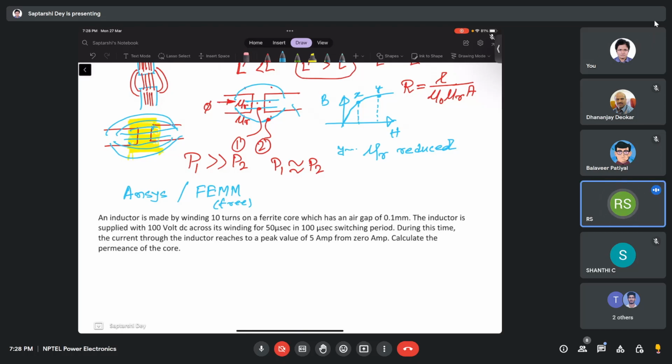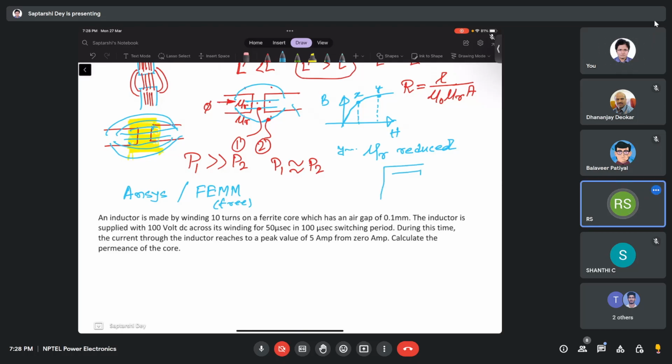Sir, after saturation, as you said, the flux will bulge out even more. Then not only in the air gap, but in the entire core, the flux won't be confined within the core, right? Yes, yes, that is true.